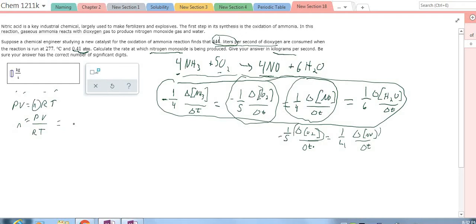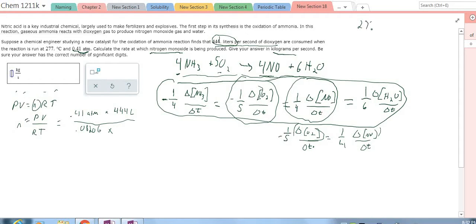So I can plug this in now. So my pressure is 0.41 atmospheres times the volume, which is in liters, 444 liters, divided by R, which is 0.08206, times the temperature. Remember, temperature has to be in degrees Kelvin. So I'm just going to do that up here.